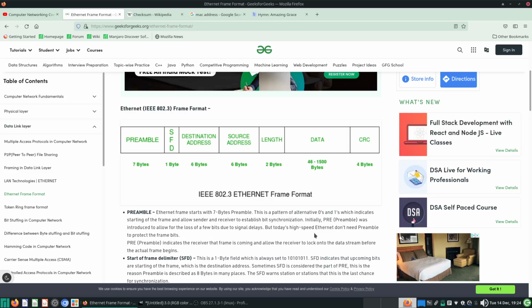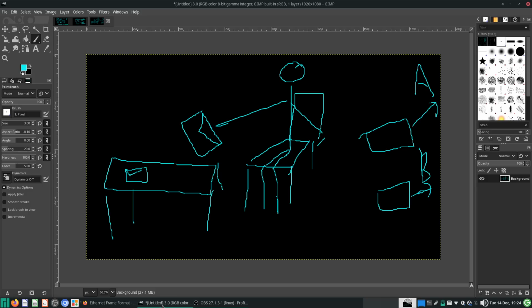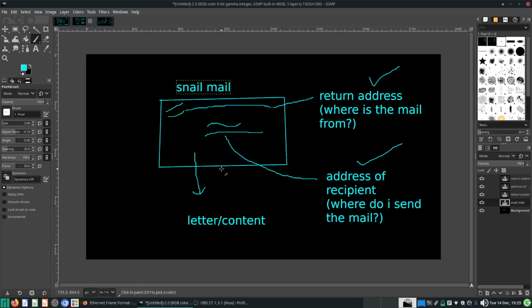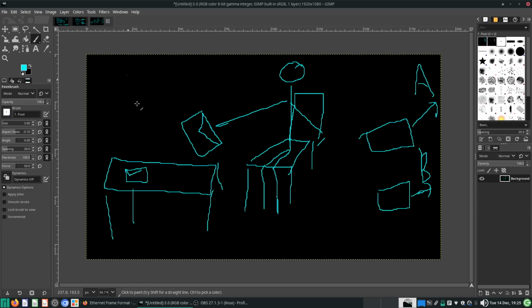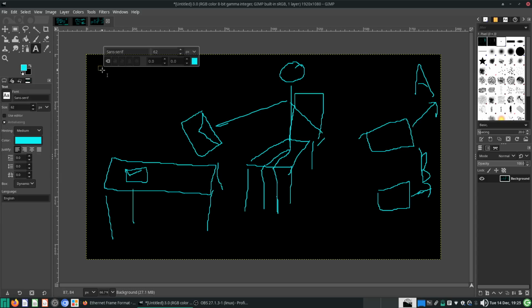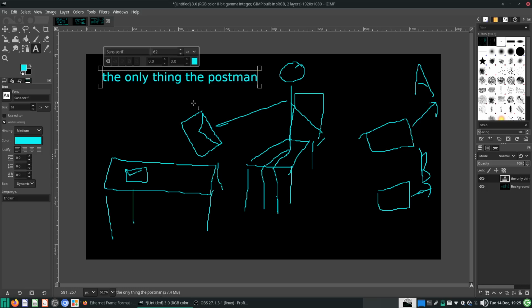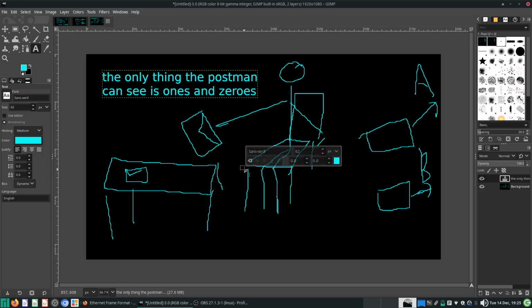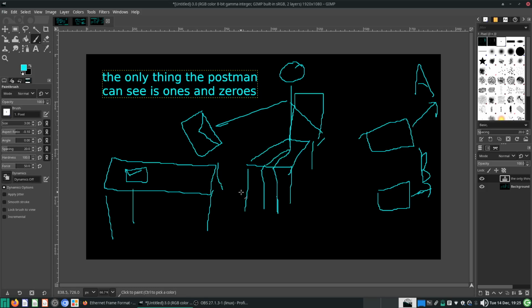the Ethernet switch cannot see anything. You don't see a physical piece of mail, and the only thing the postman can see is ones and zeros. So there's no way for you to decipher when the mail is coming just by looking.